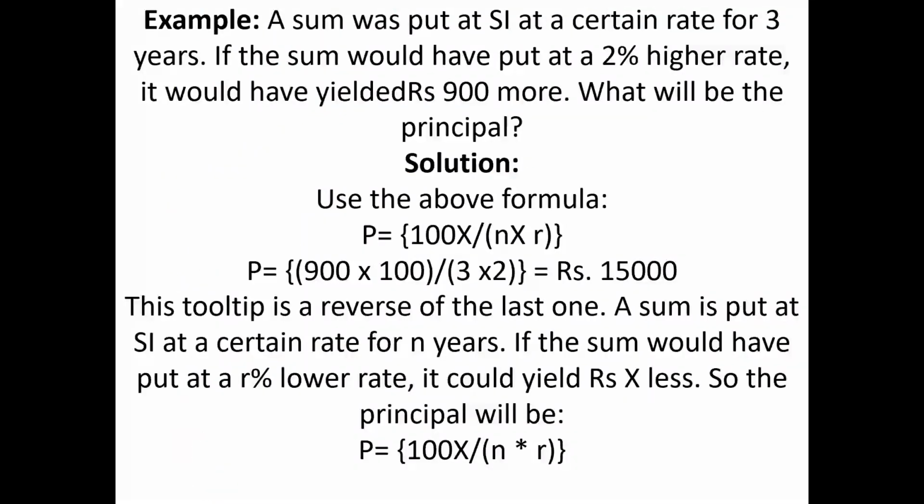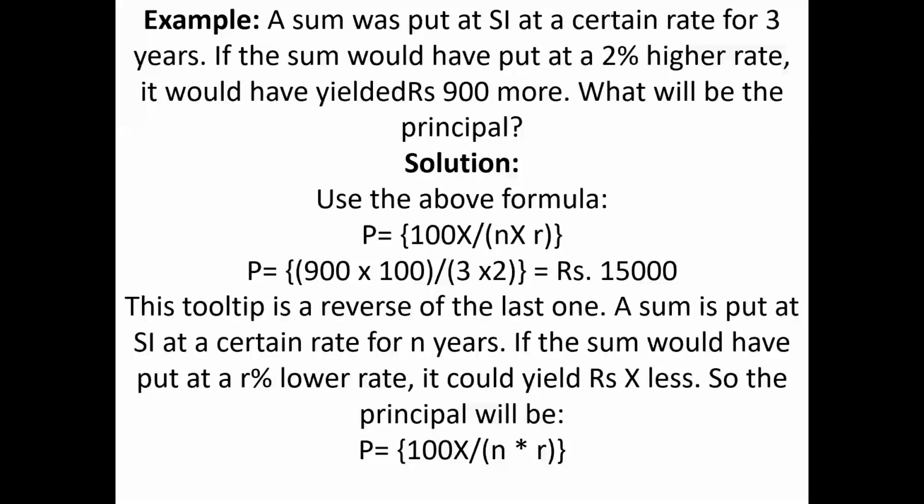Next: a sum was put at SI at a certain rate for 3 years. If the sum would have been put at a 2% higher rate, it would have yielded rupees 900 more. What will be the principal? So use the above formula. Already we have learned P equals 100x by NR, the principal amount.